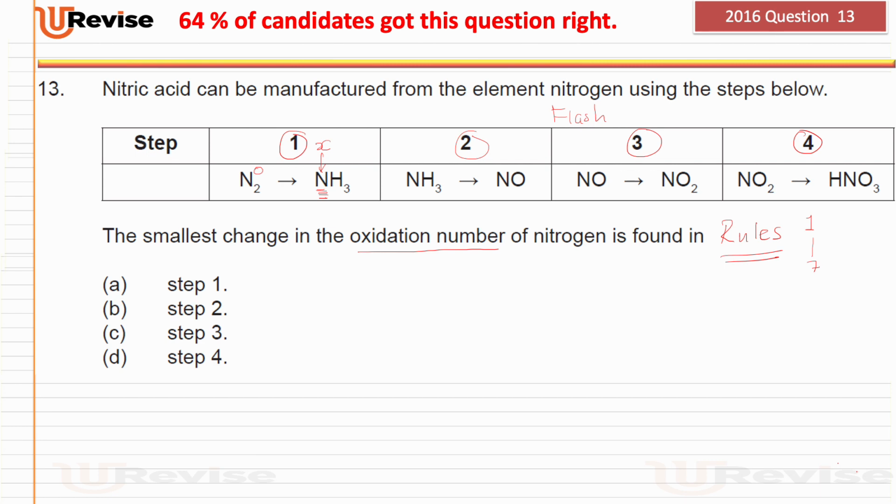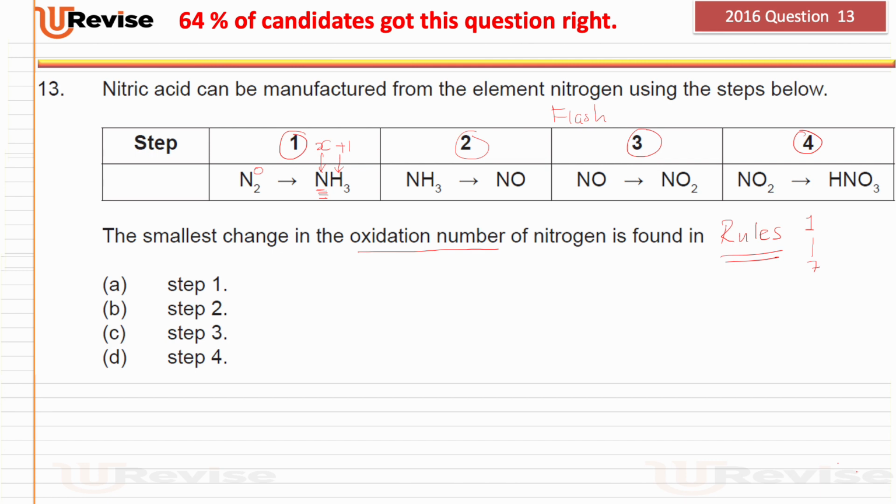And we have a rule for assigning oxidation states to hydrogen. It says the oxidation state of hydrogen is always +1, except when it's in a metal hydride. So when hydrogen is bonded to a metal, its oxidation state is not +1, it's -1 instead. So here, hydrogen is bonded to nitrogen, so its oxidation state is +1 because nitrogen is not a metal.